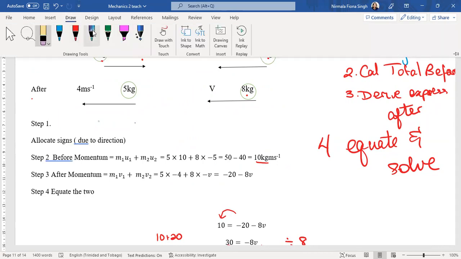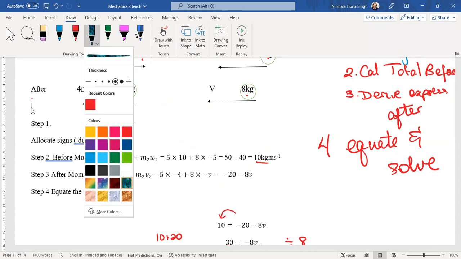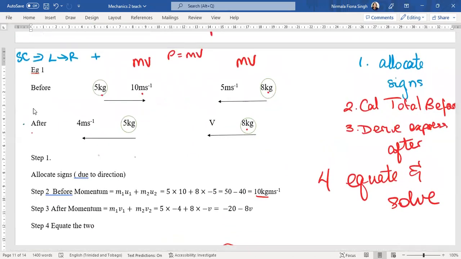All right, so step one when you're doing linear momentum or linear conservation, we allocate our signs. Left to right is positive, right to left is negative. So step 1 is done.